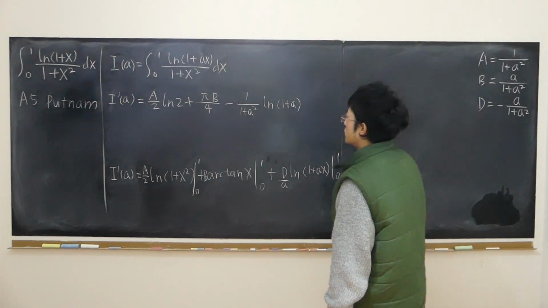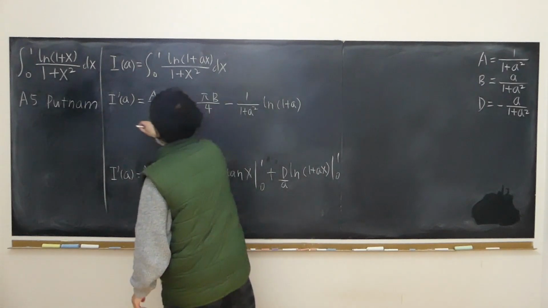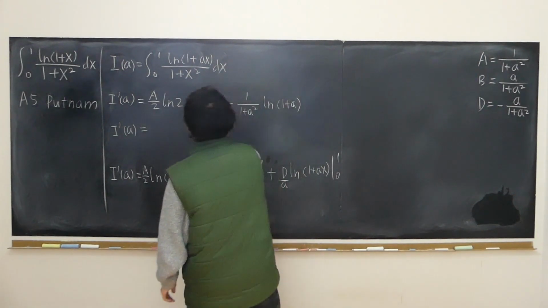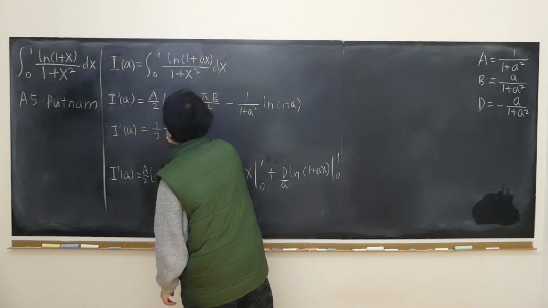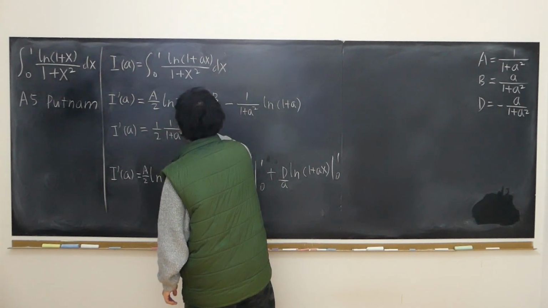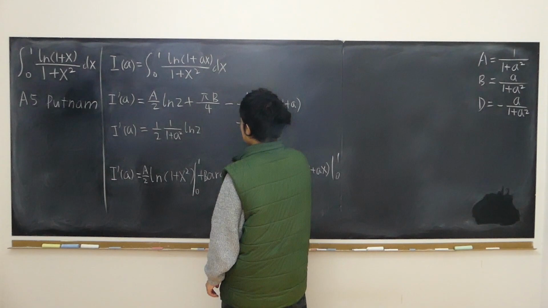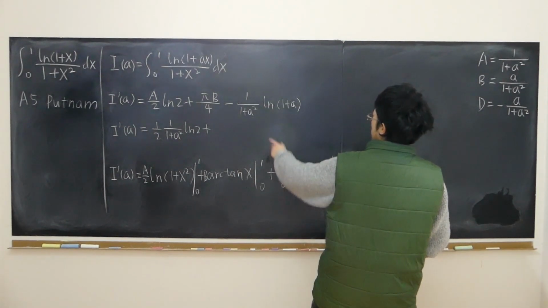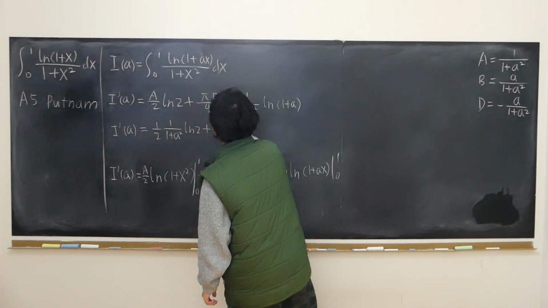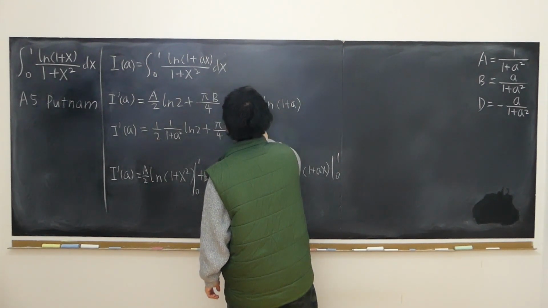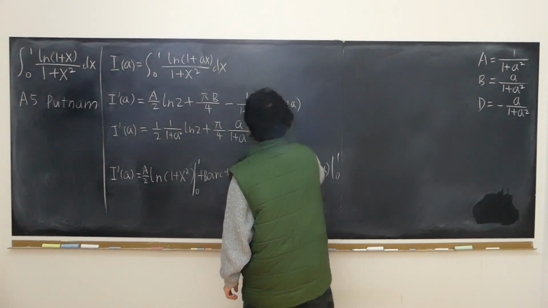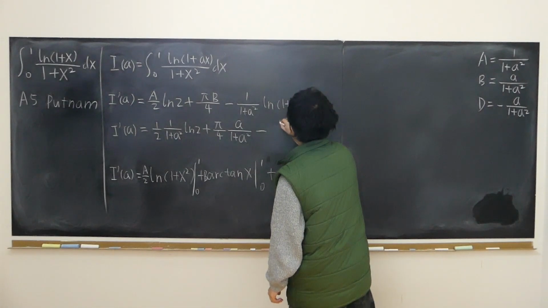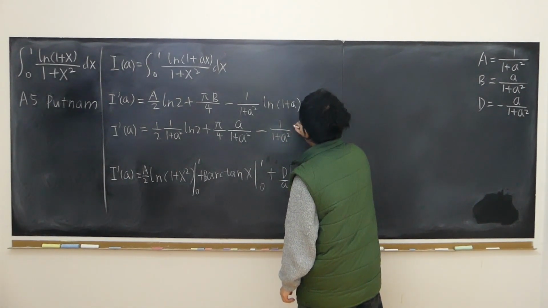Okay, then we substitute a and b with a's. So I dash a is now equal to capital A over 2, that's half times 1 over 1 plus a squared times log 2, plus b a over 1 plus, so pi over 4 times a over 1 plus a squared. This is b. So minus 1 over log.